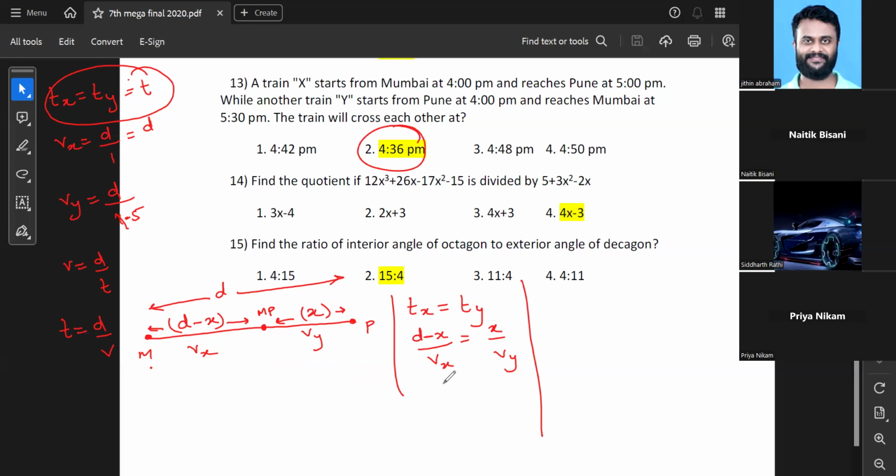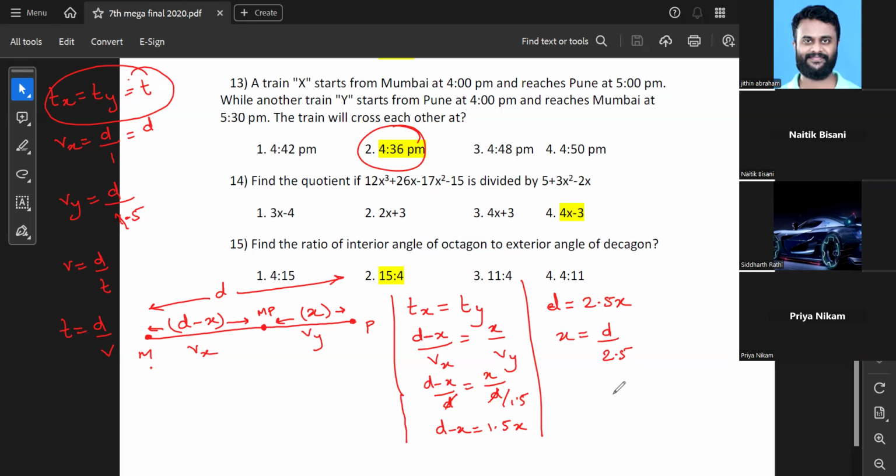The next step, I'll substitute D. So D minus X upon D over here is equal to X upon D upon 1.5. So far, so clear? D and D get cancelled. So 1.5 will go to the numerator. Yes, so D minus X is equal to 1.5x. X I take to the other side. D is equal to 2.5x. So this is a relation between distance and X. So that will give you X is equal to distance upon 2.5. So far so clear?